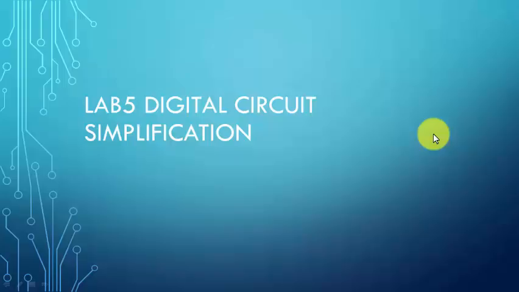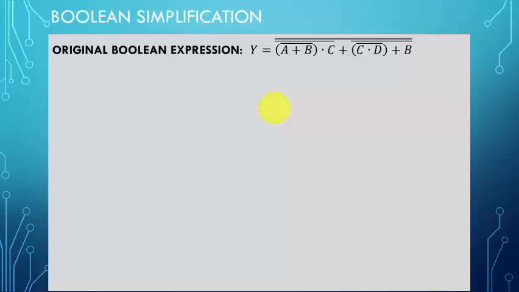Lab 5 is about digital circuit simplification. In this lab, we will have two parts. The first part is to construct an unsimplified circuit on your proto board. Then you simplify the Boolean expression, get the simplified circuit expression, and based on that, construct another circuit on your proto board and compare the two results.